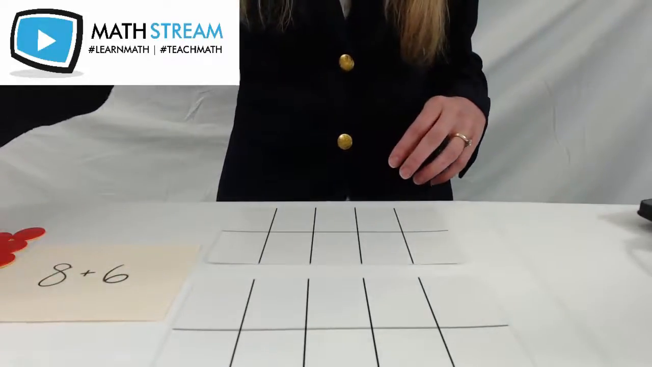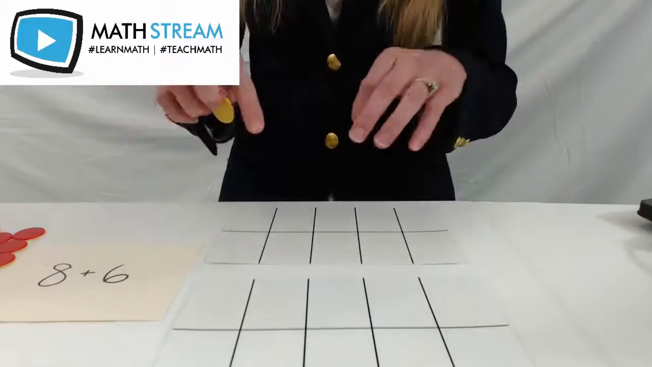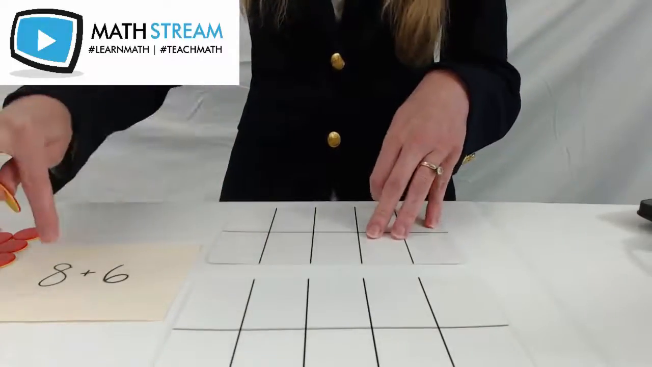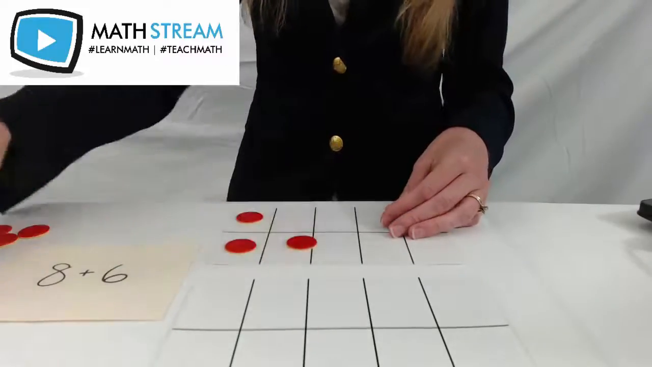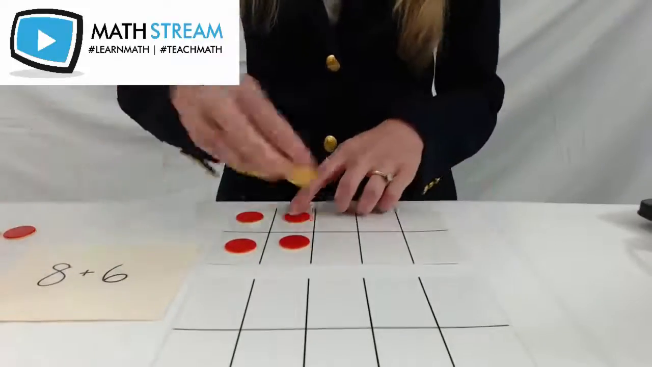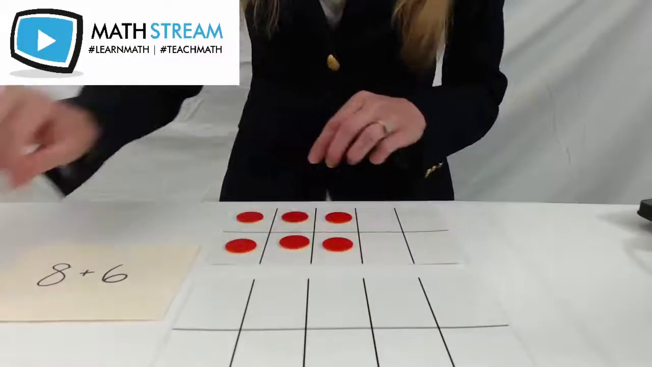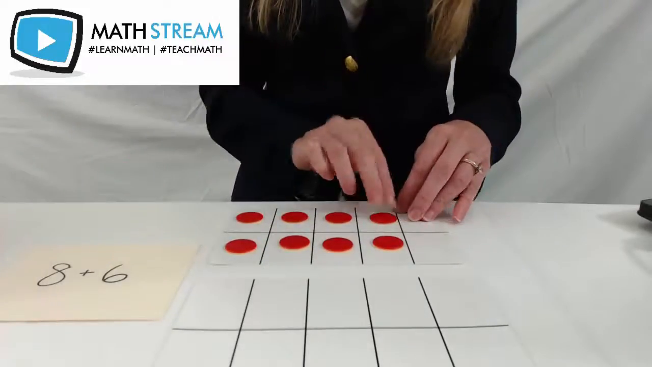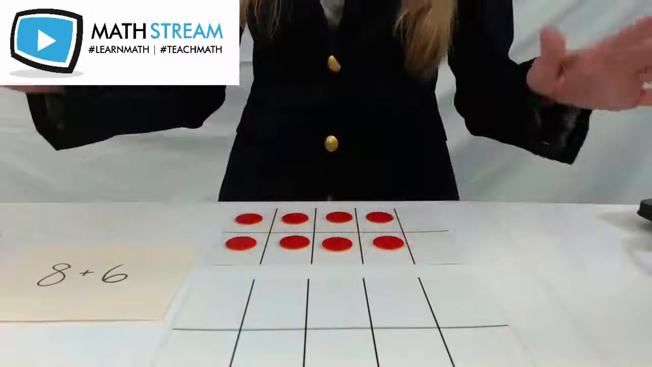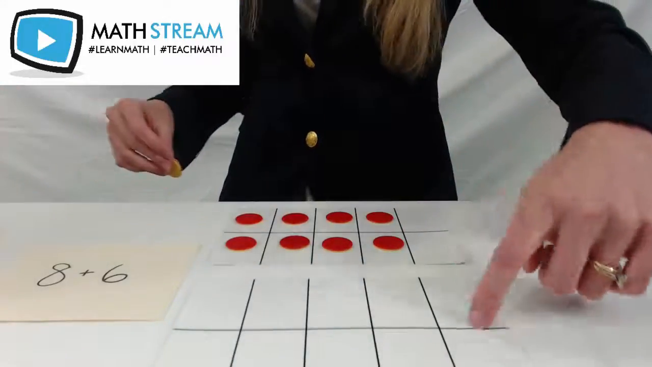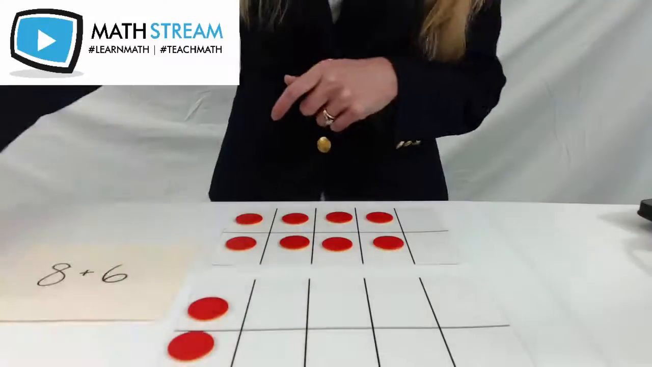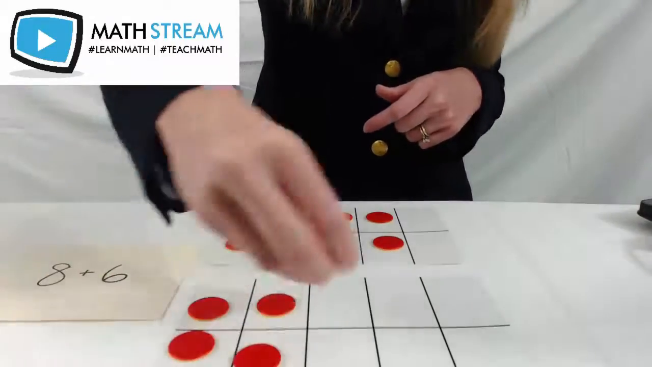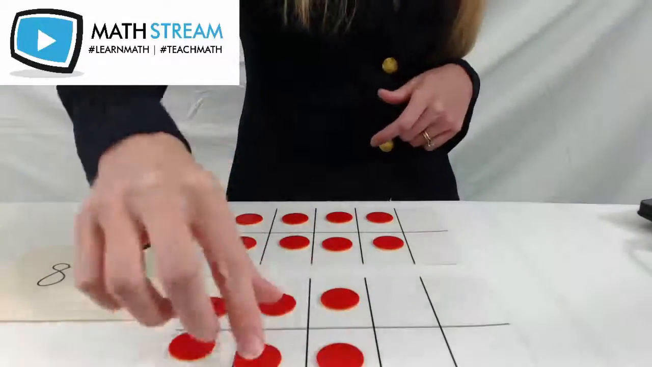First things first, I'm going to use this 10 frame to model this quantity. So 1, 2, 3, 4, 5, 6, 7, 8. So we have 8. And then I'm going to use the second 10 frame to model the second quantity here. 6. 1, 2, 3, 4, 5, 6.